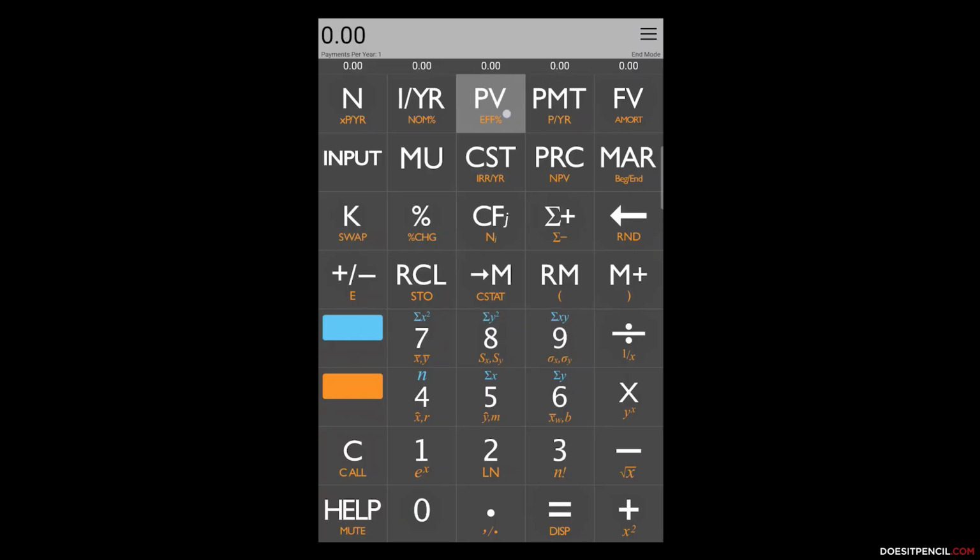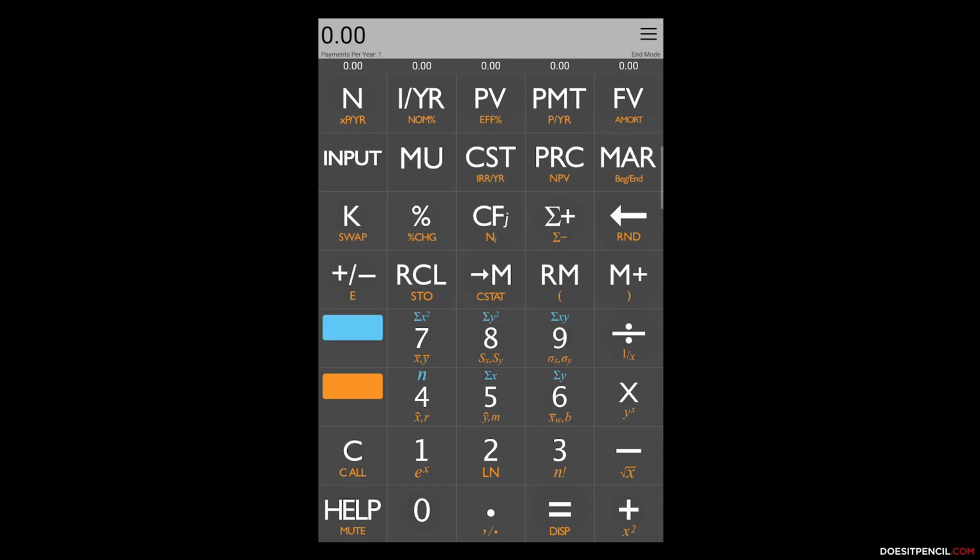PV stands for present value. This is a lump sum that occurs once at the beginning. PMT stands for payment. Payments are periodic. The payment does not change as long as none of the other variables in your equation change. And finally, there's FV, which stands for future value, a lump sum that occurs once at the end.